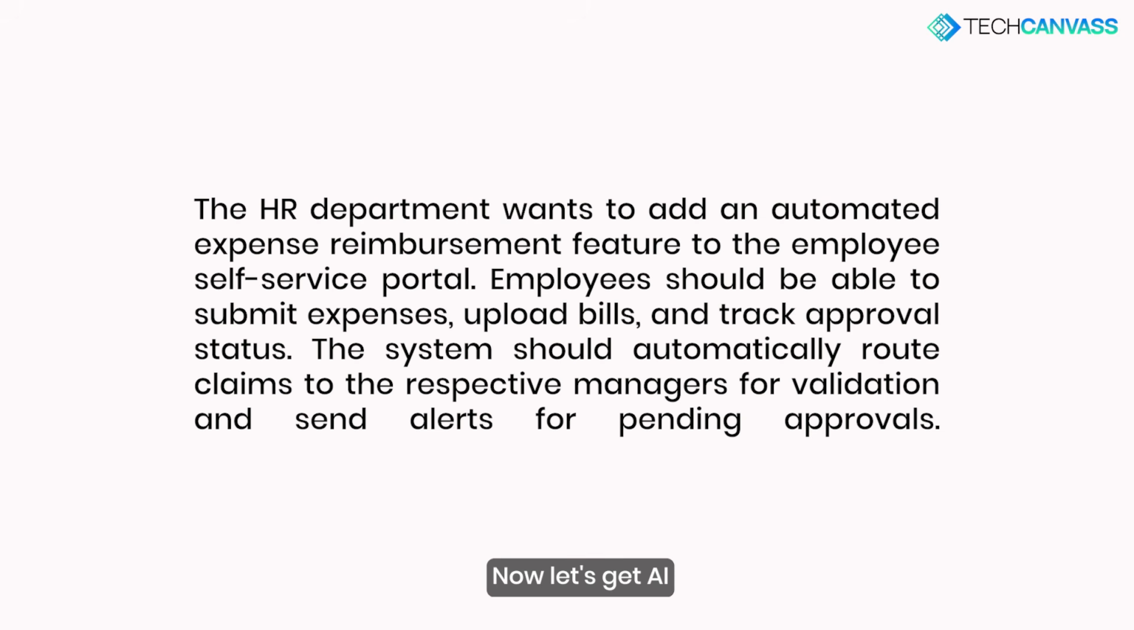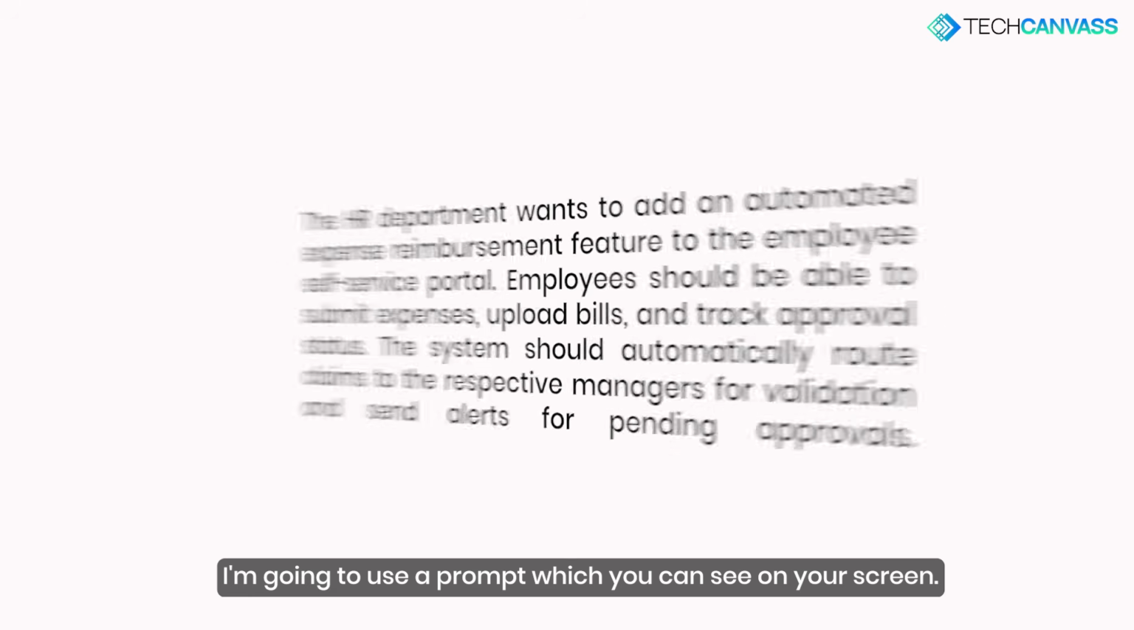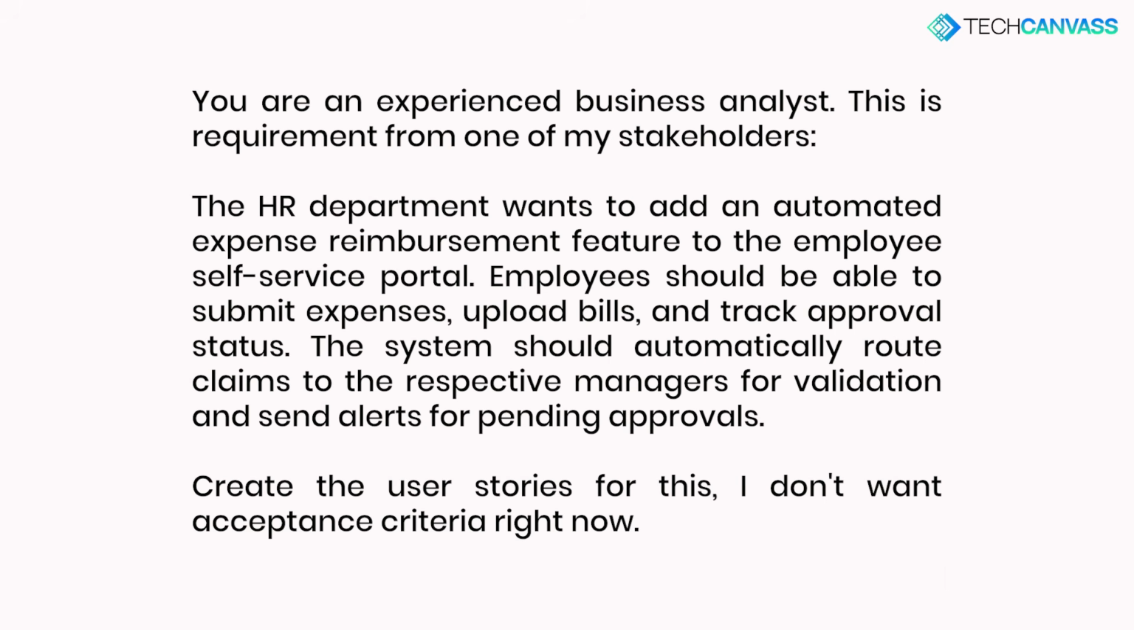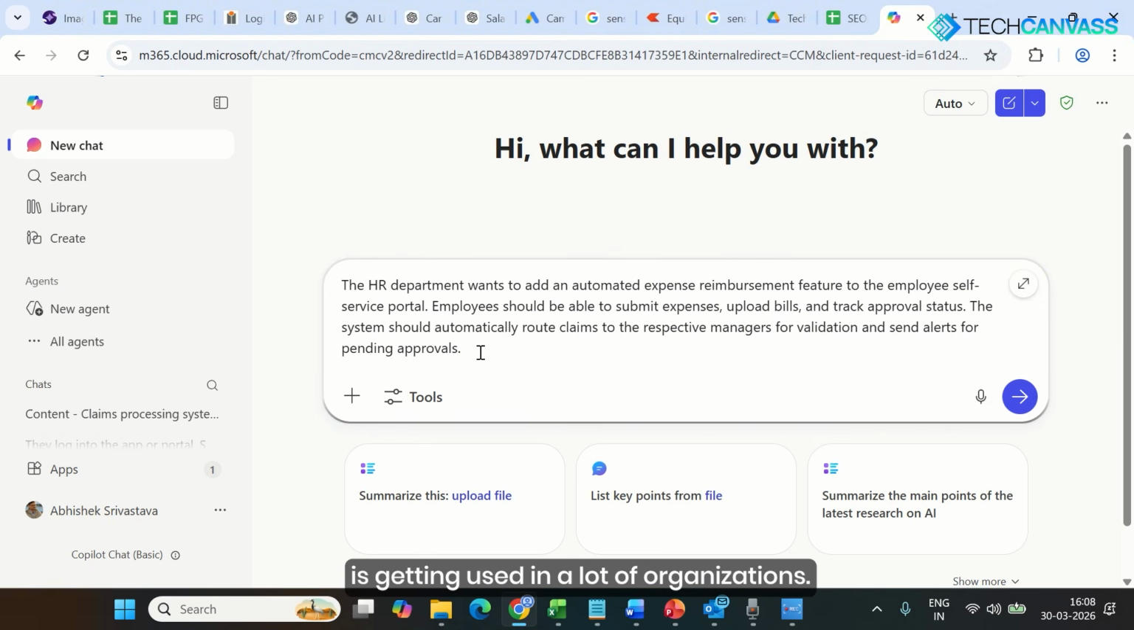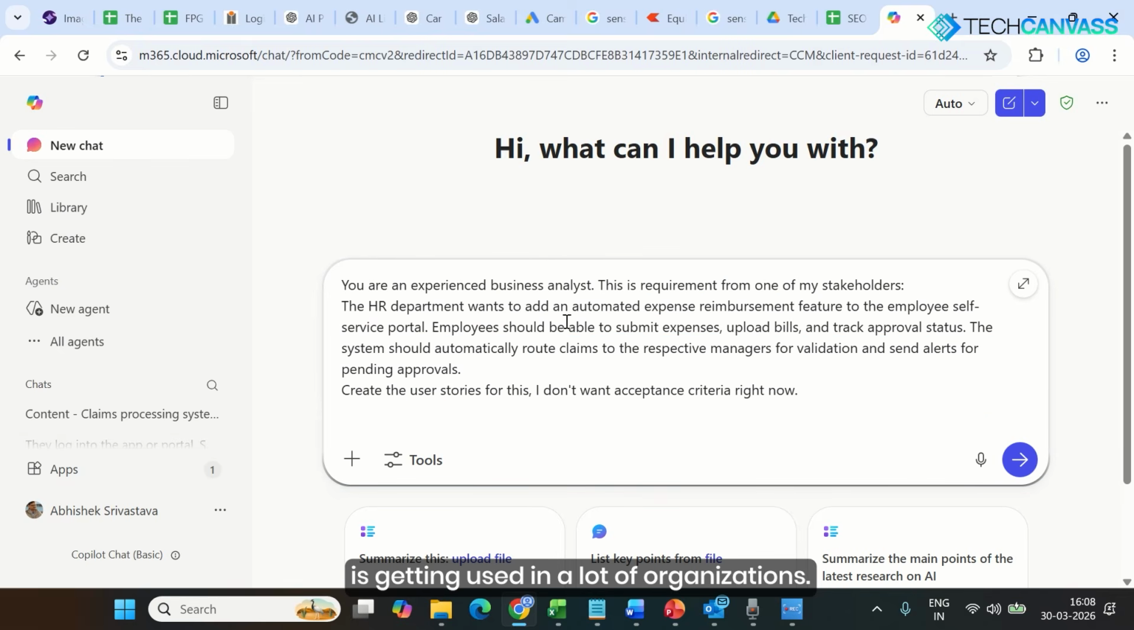Now let's get AI to create the user stories from this. So what I'm going to do, I'm going to use a prompt which you can see on your screen. So there are three parts to the prompt. I'm going to use Copilot for this because Copilot is getting used in a lot of organizations. So I thought that I'm going to use Copilot and I'm using a basic version, not a paid version. So now you can see there are three parts.